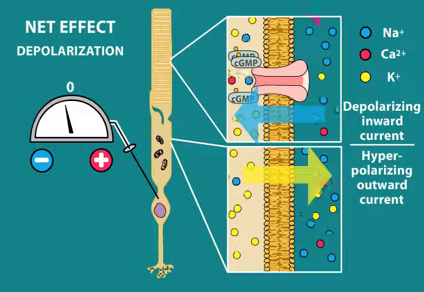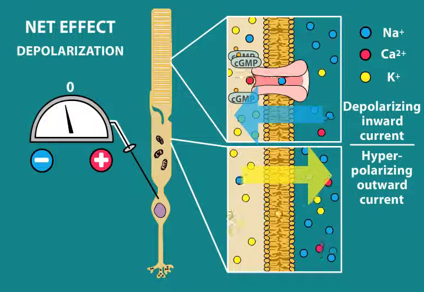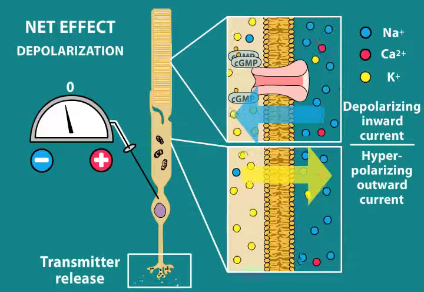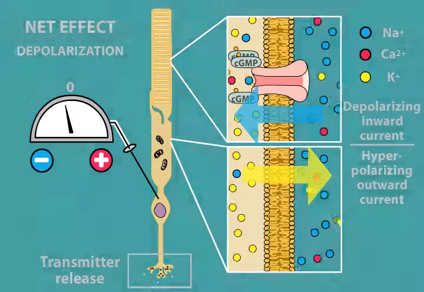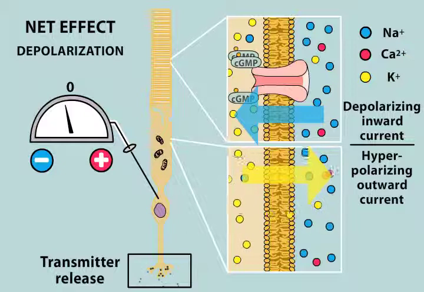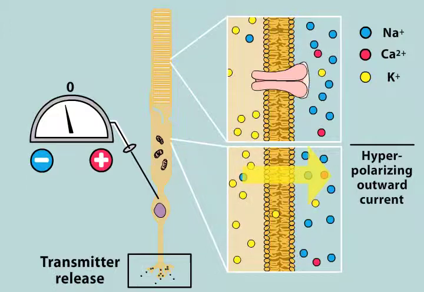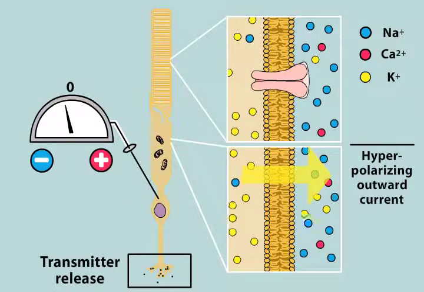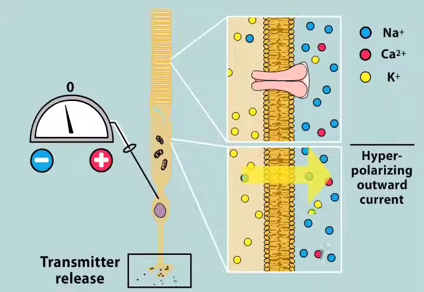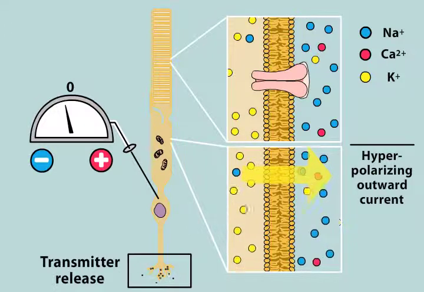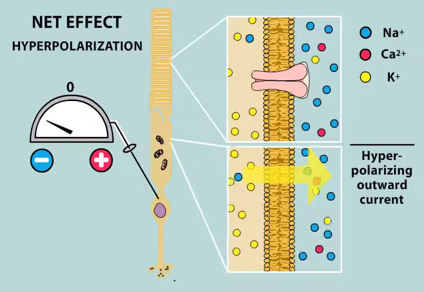In the dark, the depolarized state of the membrane, which is at approximately -40 millivolts, triggers continual transmitter release from the synaptic terminals of the photoreceptor cells. Absorption of light reduces the concentration of cyclic GMP in the outer segment, leading to the closure of the cyclic GMP-gated channels. As a result, positive charge carried by potassium ions flows out of the cell more rapidly than positive charge carried by sodium and calcium ions flows in. The cell becomes hyperpolarized, that is, more negative, and decreases its release of transmitter.